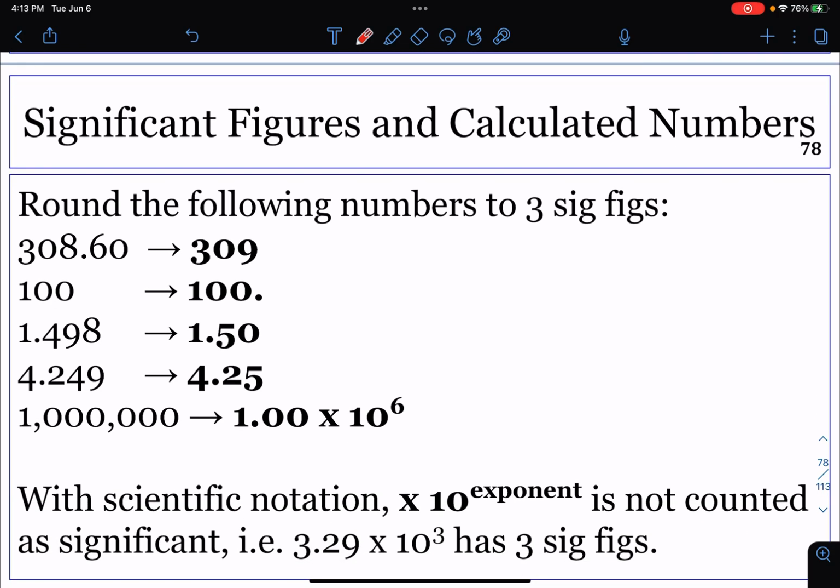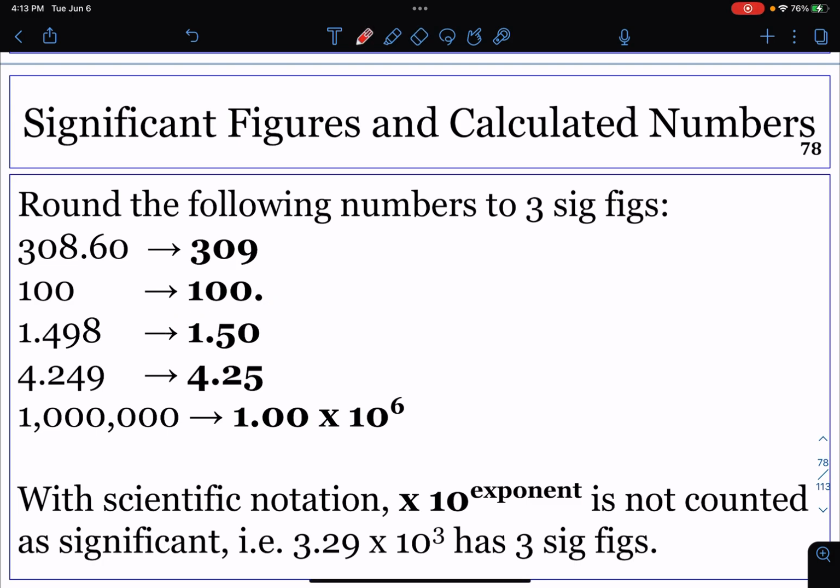So here are the answers. In order to write 100 with 3 significant figures, we just need to place a decimal point at the end. But don't add any more zeros, because since the decimal point is present, we start on the Pacific side of the number, which is over here. The first number we come to is a 1, and it's a non-zero digit, so that 1 and everything after, including these 2 zeros, are significant.